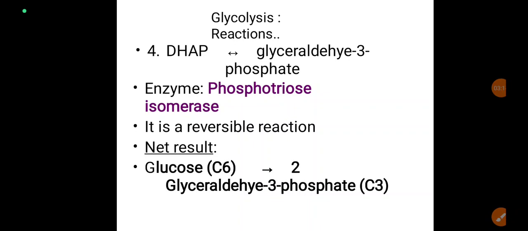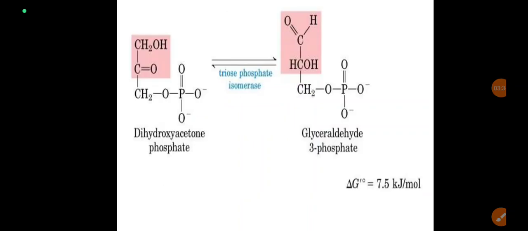Dihydroxyacetone phosphate in glycolysis also gives you glyceraldehyde 3-phosphate. It is a reversible reaction by the enzyme phosphotriose isomerase. The net result is that the 6-carbon molecule glucose gives you 2 glyceraldehyde 3-phosphate. So, dihydroxyacetone phosphate gives you glyceraldehyde 3-phosphate. It is reversible by isomerization, triose phosphate isomerase. So, totally you get 2 glyceraldehyde 3-phosphate from a molecule of glucose.